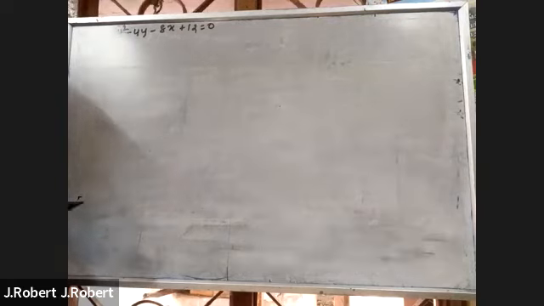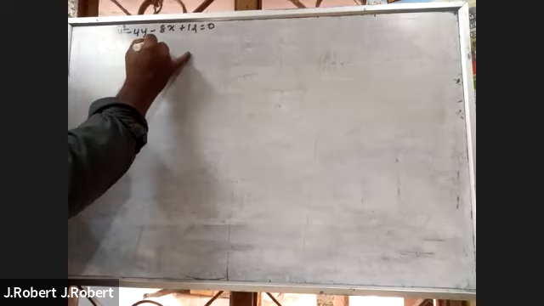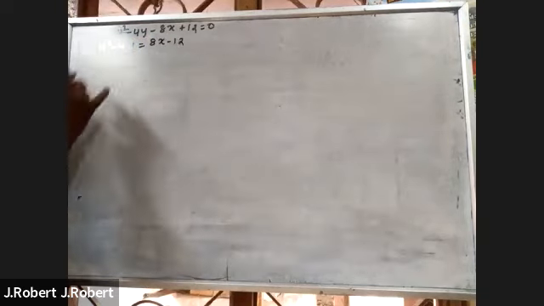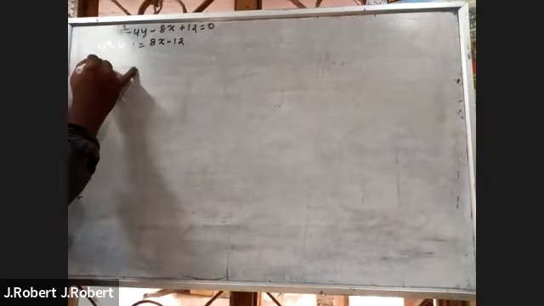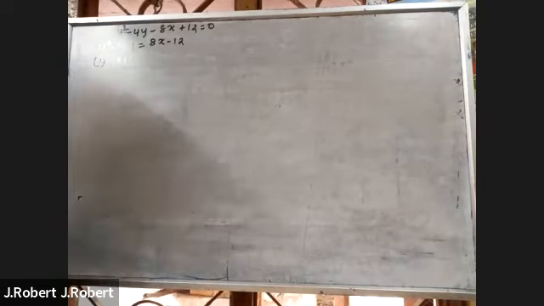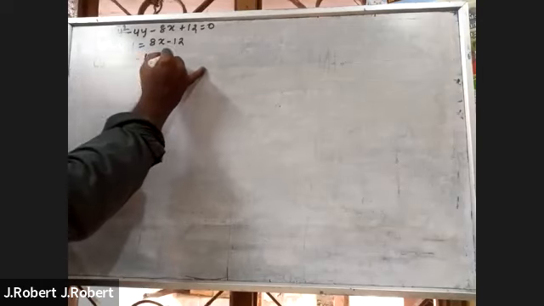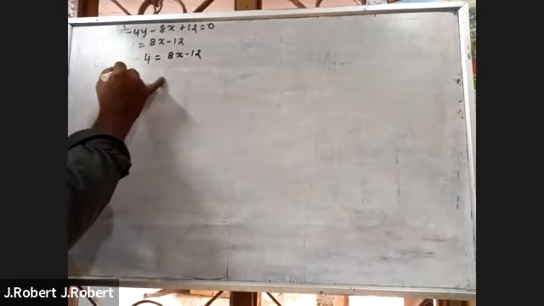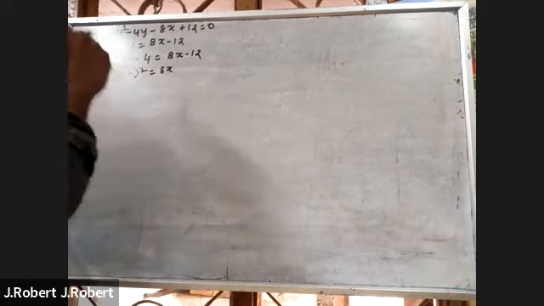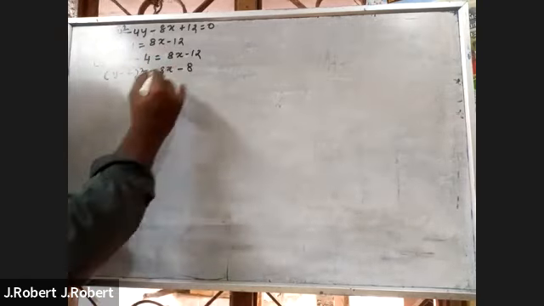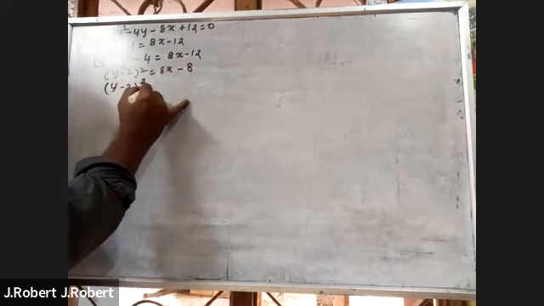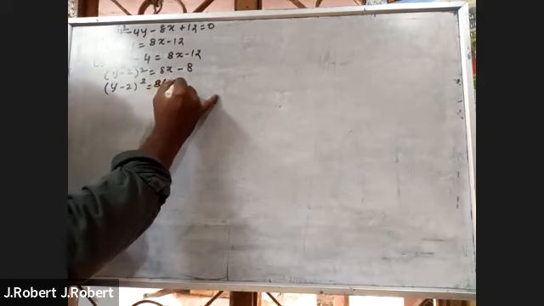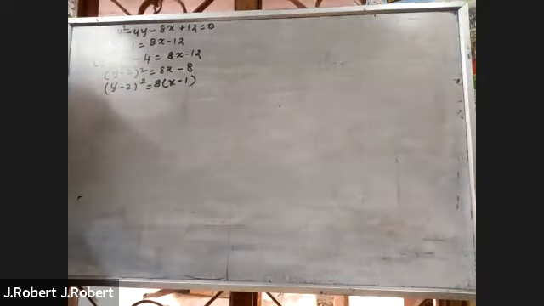See, y square is there. So you keep y square minus 4y, bring this 8x minus 12. Now 4 is there. So to make the perfect square, you have to put y minus 2 the whole square. So y minus 2 the whole square means y squared minus 4y plus 4. Since we are adding 4, we'll subtract 4. Then y minus 2 the whole squared is equal to 8x minus 12 plus 4, which is equal to 8x minus 8. And then y minus 2 the whole squared is equal to 8 into x minus 1.